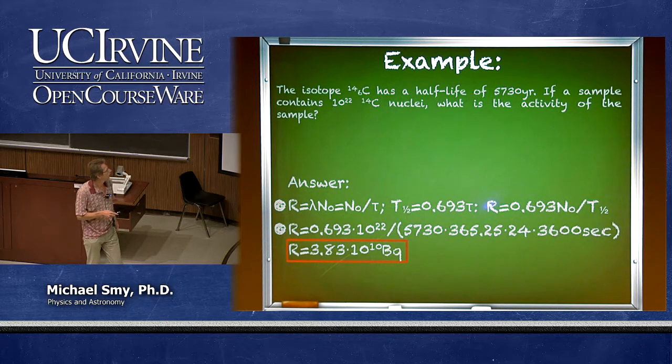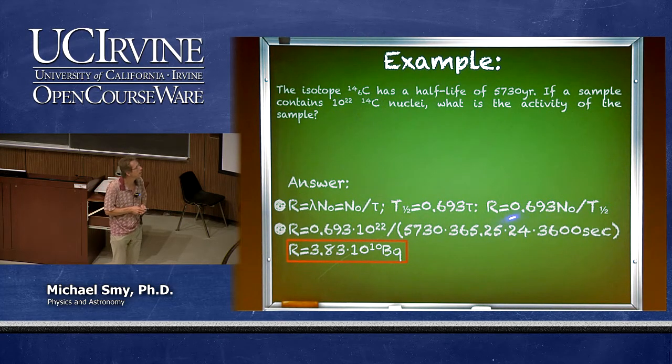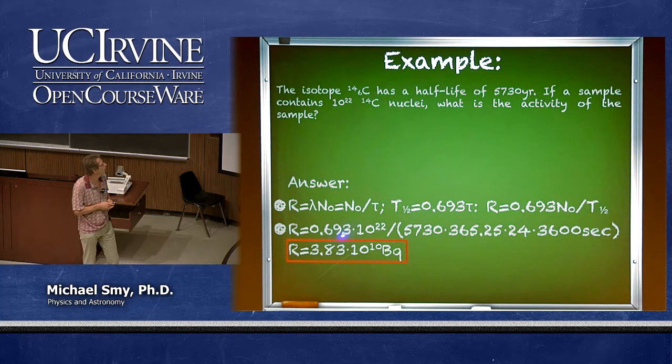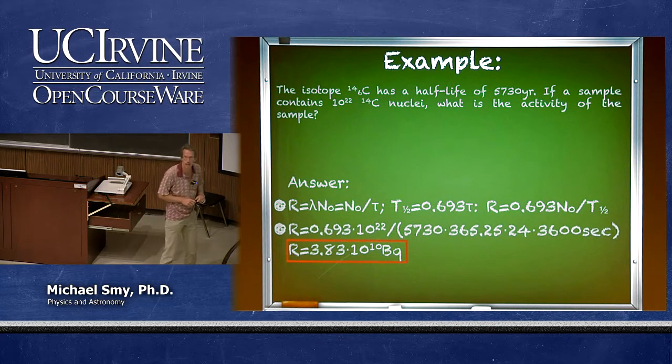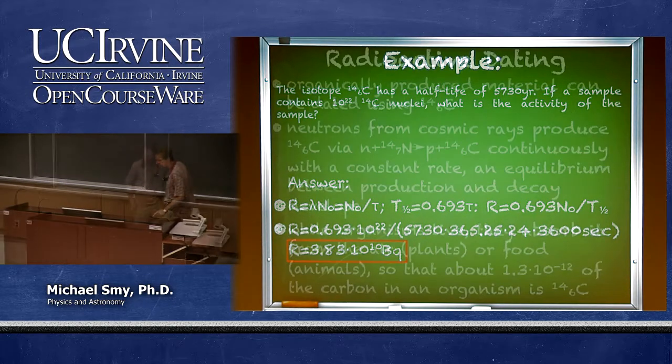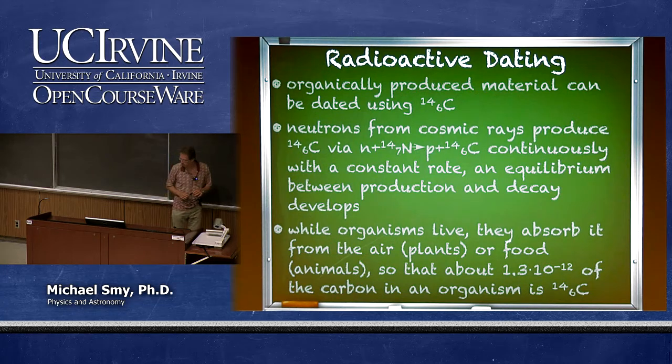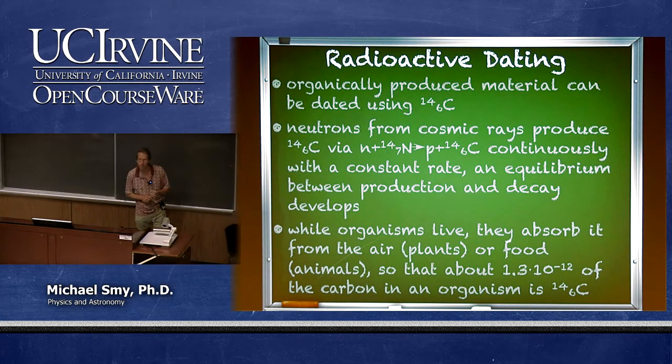And therefore, if I simply plug that into this equation here, the rate is 0.693 times N naught divided by t 1/2. And since N naught is 10 to the 22, we get that the activity is 3.83 times 10 to the 10 becquerel. So a lot of activity for 10 to the 22 carbon-14. So one can use carbon-14 to date organically produced material.